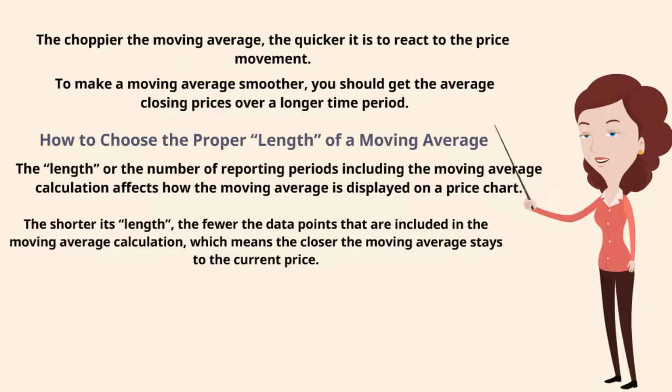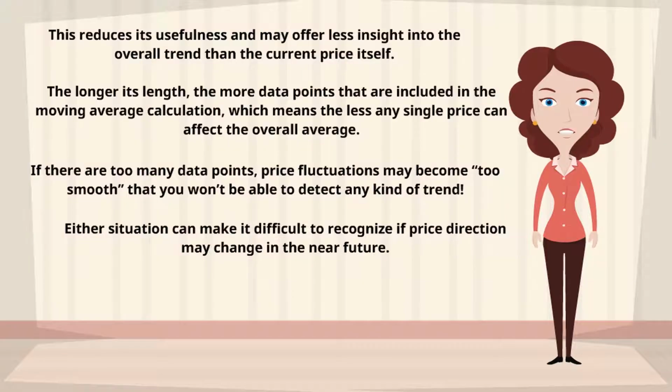Let me tell you now how to choose the proper length of a moving average. The length, or the number of reporting periods included in the moving average calculation, affects how the moving average is displayed on a price chart. The shorter its length, the fewer the data points that are included in the moving average calculation, which means the closer the moving average stays to the current price. This reduces its usefulness and may offer less insight into the overall trend than the current price itself.